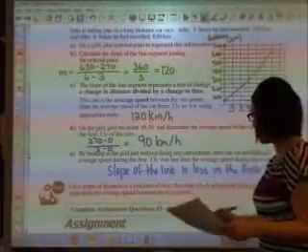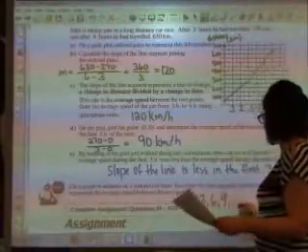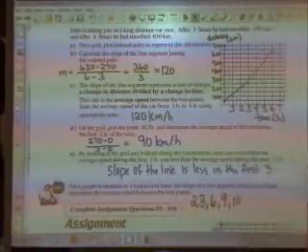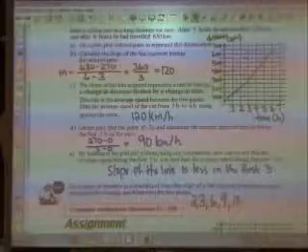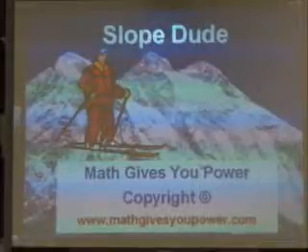So the questions for this section: 2, 3, 6, 9, and 10. Full, because your test tomorrow talks about slope.